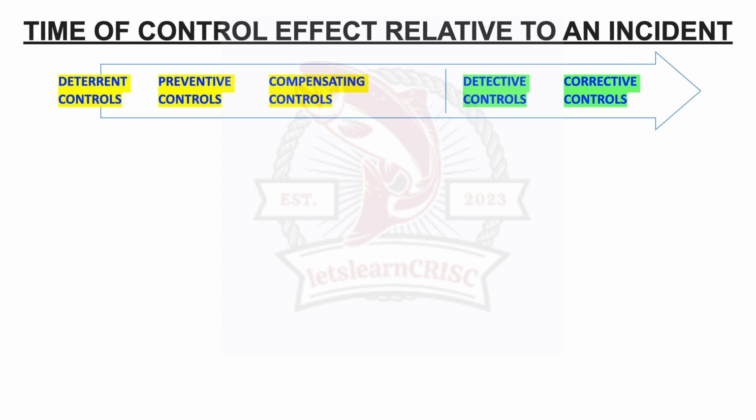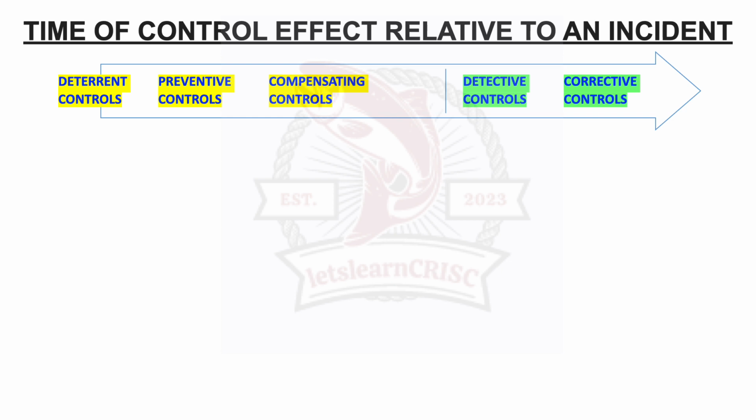For example, preventive controls are implemented to avoid an incident from happening, such as firewalls or encryption, right? On the other hand, detective controls aim to identify incidents when they occur, like intrusion detection systems. Next, corrective controls are applied after an incident has been identified to minimize the impact and restore normalcy, such as data backups. Friends, understanding the timing of control effect relative to an incident is crucial for designing a comprehensive and effective security strategy. It involves considering how different control measures complement each other and contribute to a holistic approach to security and risk management throughout various stages of an incident life cycle.